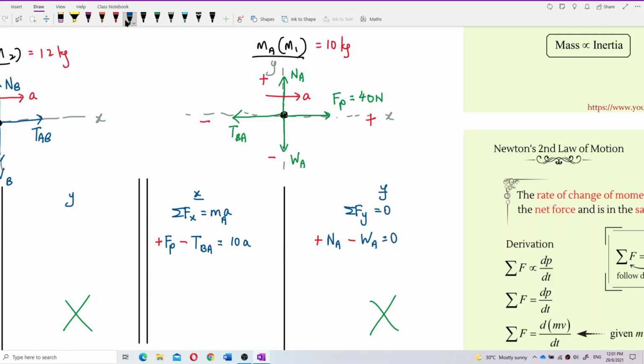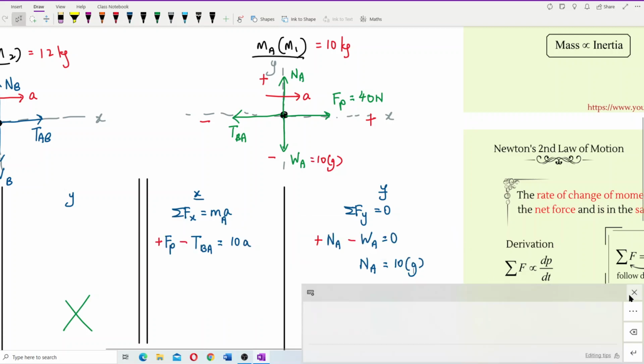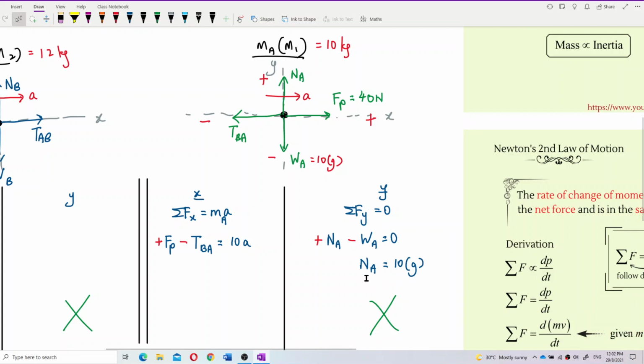So for the y component, you can find the normal force. The weight is mg, which is 10 times gravity. So you can find the normal force from here, which is 10 times gravity. You can find the normal force for this one, but the question doesn't seem to need it.